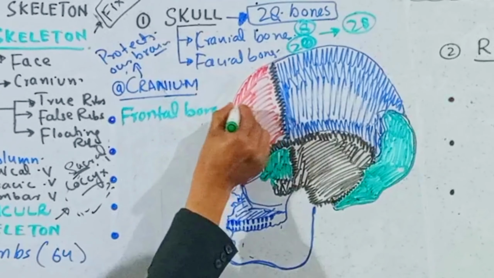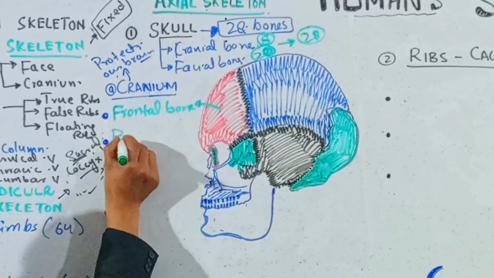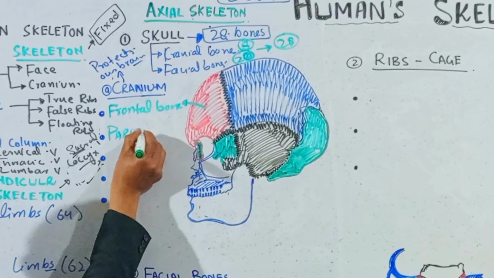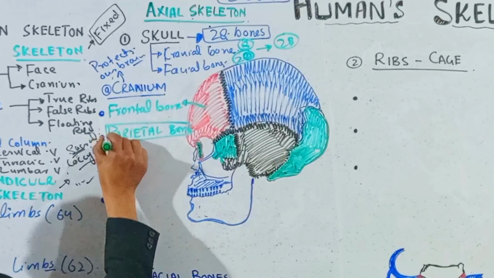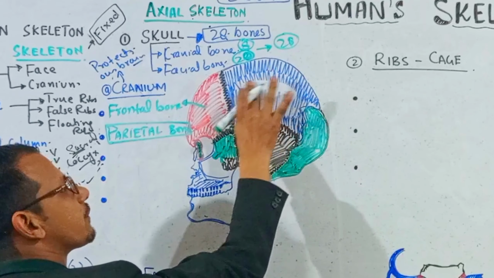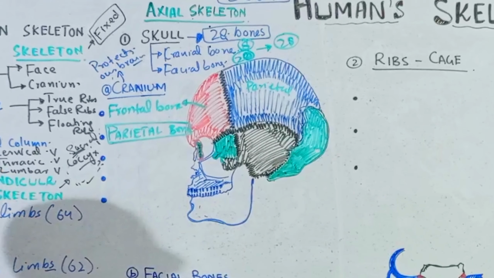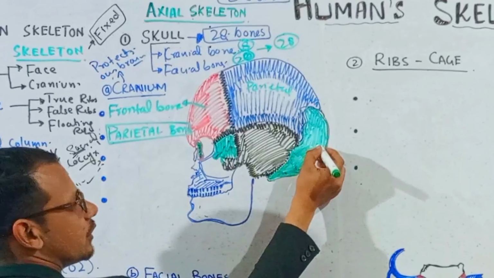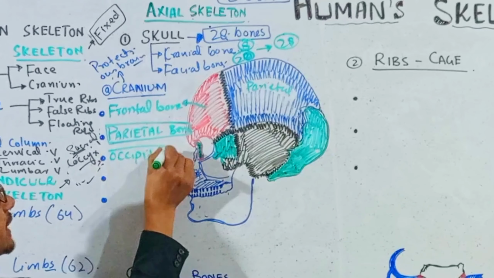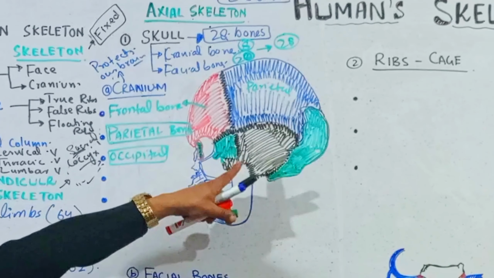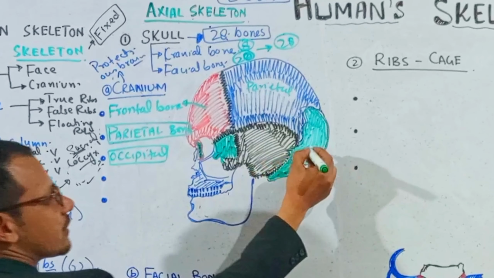This red bone is the frontal bone. The second one is the parietal bones. Parietal bones are paired. Right, this is the parietal bone. The third one is this green bone, which is called occipital, and occipital is the bone where the spinal cord joins the brain. Our vertebral column joins the skull. So this is the occipital bone.